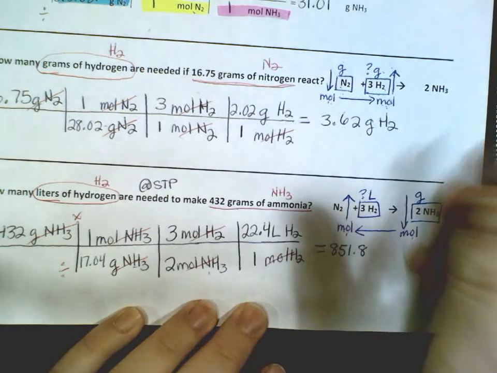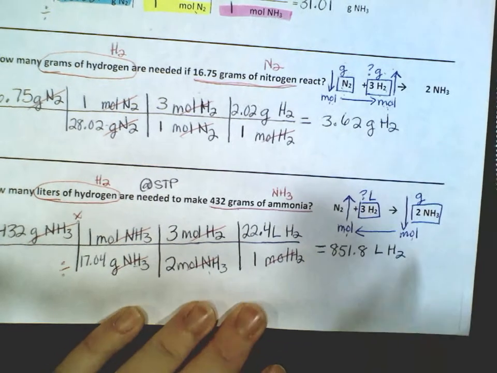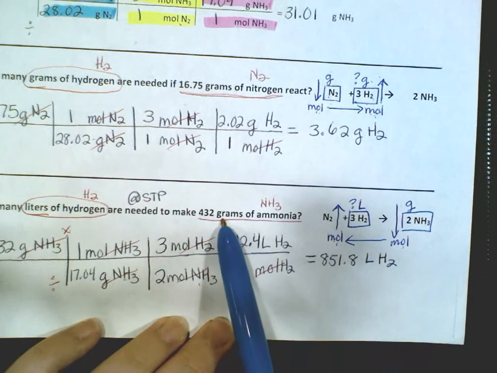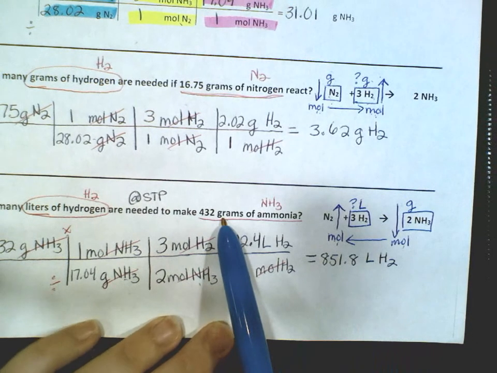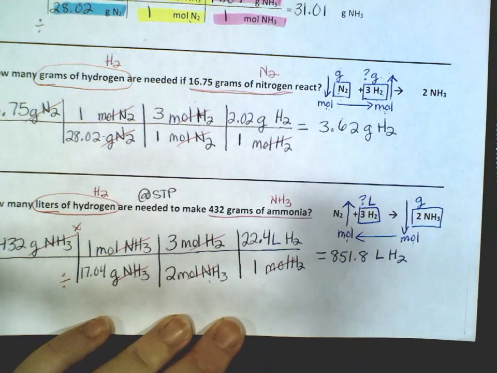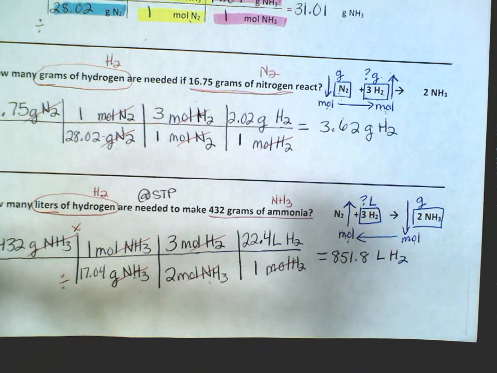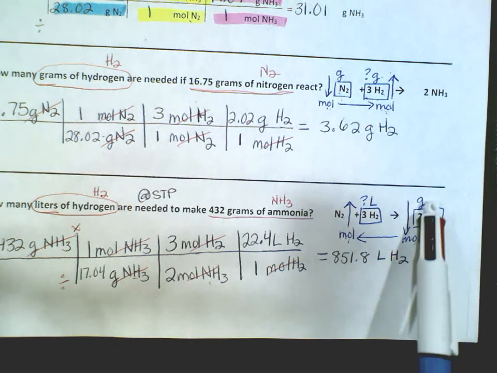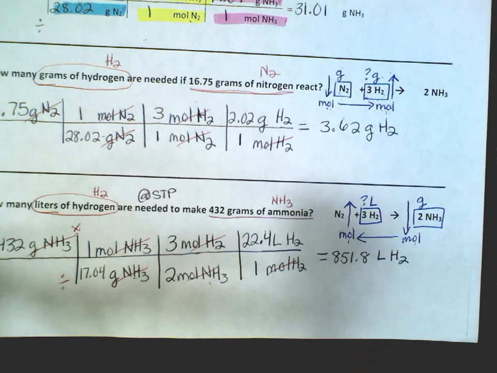All right. Our units that were left are liters of hydrogen. So what this tells us is if we need to make 432 grams of ammonia, we need to react 851.8 liters of hydrogen. So you make that connection there. So these problems, they do get a little more complex, but we're using all the same steps we have been using. And making your little map around your reaction can really help to determine where you're starting and where you're ending. So I really recommend trying that out.